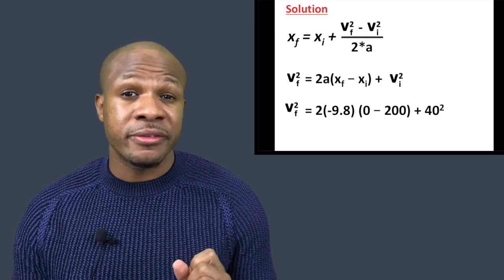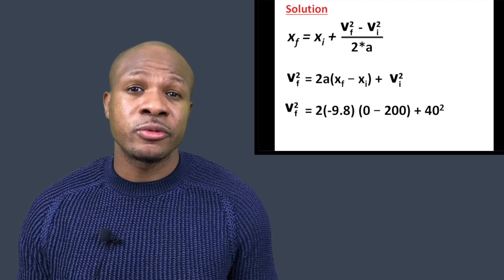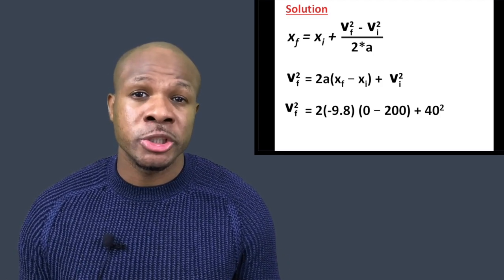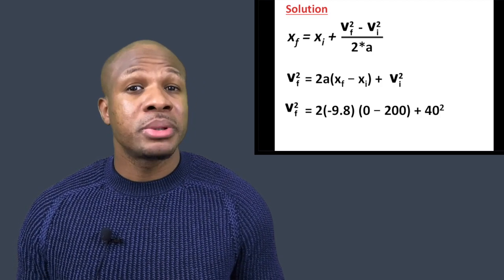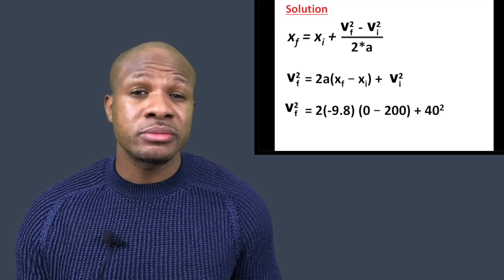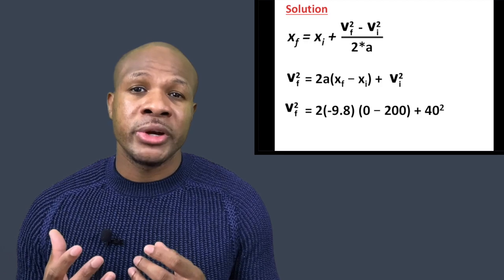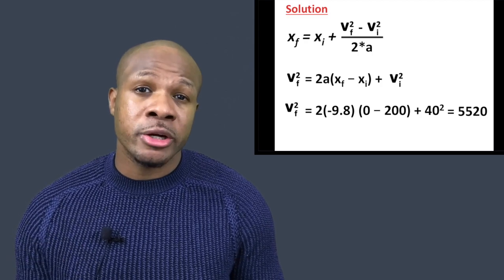And our initial height, we shot the arrow from the cliff. And how high up was the cliff? The cliff was 200 meters above the ground. So initial position is 200. So that's 0 minus 200 plus our initial speed squared. And we're told that we shot the arrow up with an initial speed of 40 meters per second. So our initial speed was 40, therefore v initial squared is going to be 40 squared. And now we just need to plug this into our calculator. We get 5,520, and that is the square of our speed.